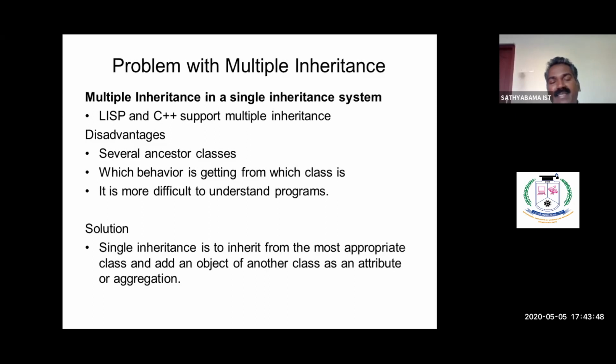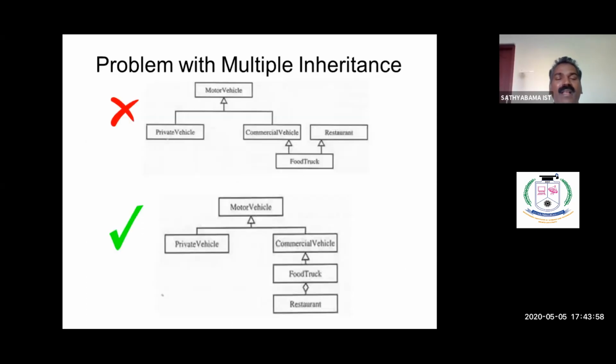Which behavior is getting from which classes is a complex one, so it is very difficult to understand the problem. The solution is single inheritance. So what is the problem with multiple inheritance?